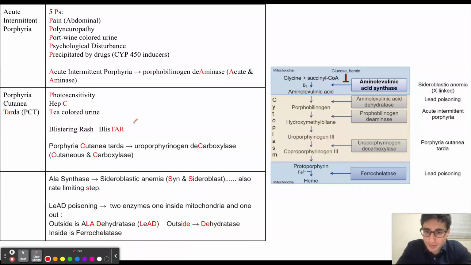Hello everyone, in this video I want to first go over some mnemonics that might help you with remembering some features of diseases that are involved in the heme synthesis pathway. Now I want to start off with acute intermittent porphyria.